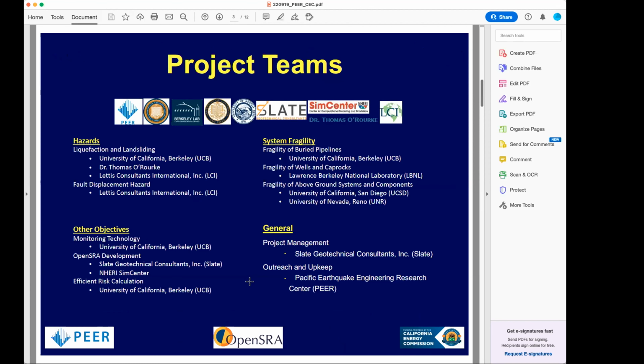For the project teams, I apologize for those online, this might be kind of small. This is both a CEC and a PEER-supported project. We're working with folks from UC Berkeley, LBNL, UNR, UC San Diego, my company Slate, SimCenter, Dr. Tom O'Rourke, as well as LCI. It's somewhere around 30 people that we're working with on an extremely regular basis right now.